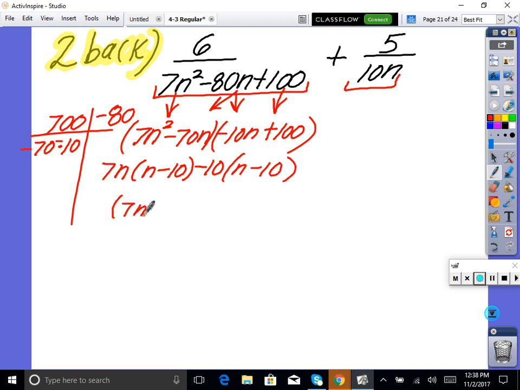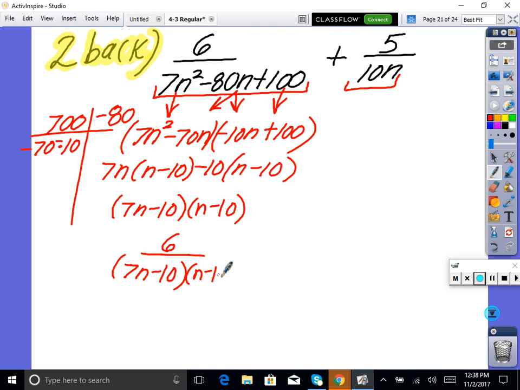So we have 7n minus 10 and n minus 10. Okay, so that was all just to factor the denominator. Let's rewrite what we're looking at. 6 over (7n minus 10)(n minus 10), then over here we have plus 5 over 10n.